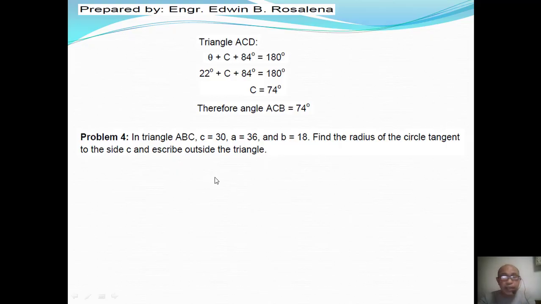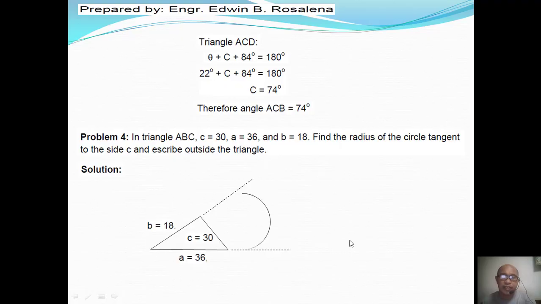We will draw the triangle, ABC. So, A is 36, side B is 18, side C is 30, and we will draw an excribed circle which is tangent to side C. So, extend the other two sides and then draw an excribed circle tangent to side C. Okay? So, find the radius of the excribed circle. We have a formula for this.